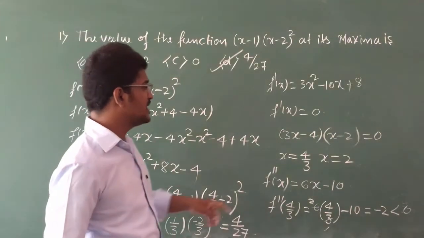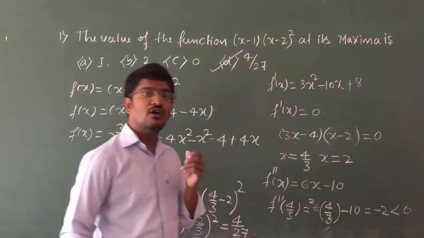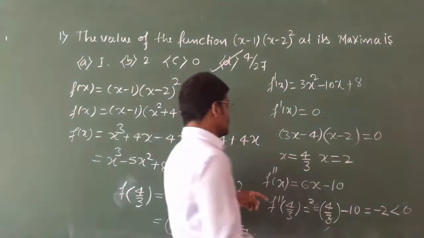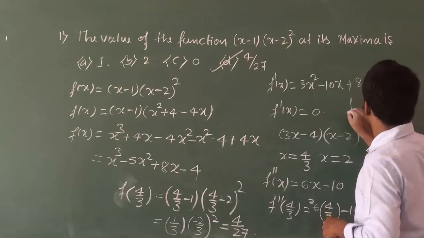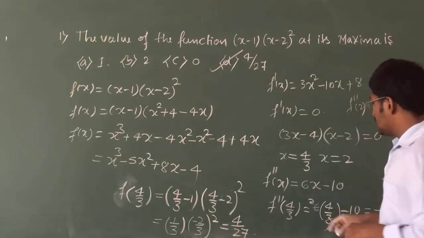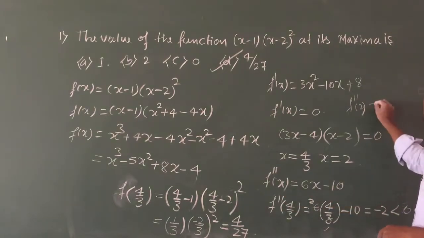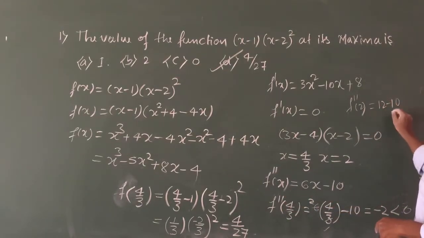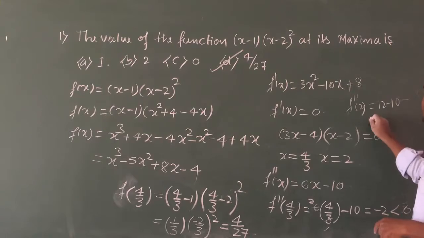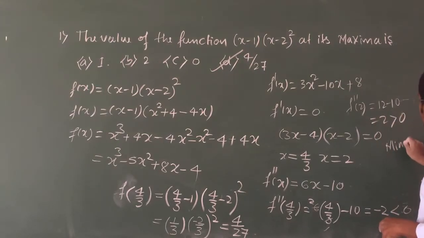If you want to check for x equal to 2, also you can check. What will be f double dash of 2? F double dash of 2 will be 12 minus 10, that is 2. Greater than 0, so minima exist.